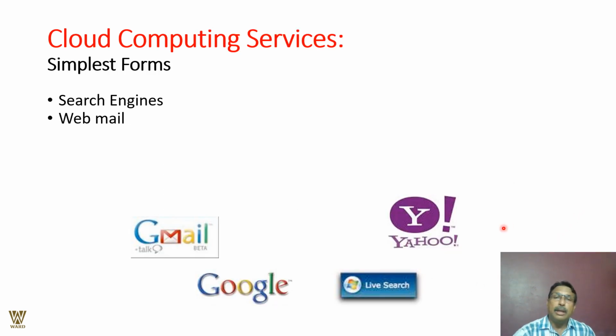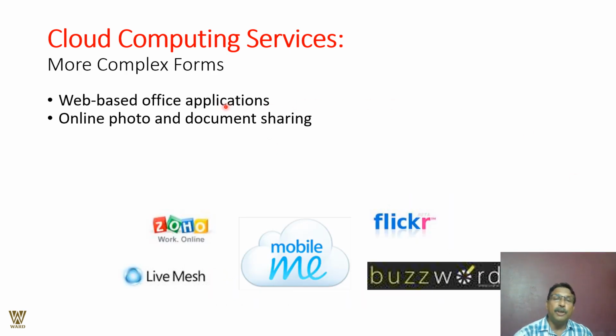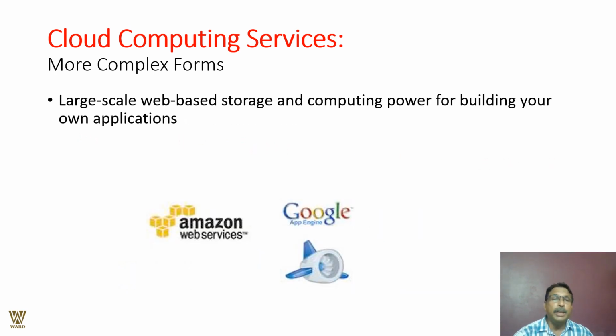Cloud computing services: we have Yahoo, we have live searches, we have Google, we have Gmail, you name it, and we have the simplest form. Let us go to a much more complex form, which is web-based office applications. We have Zoho, Work Offline, Live Mesh, MobileMe, Flickr, the buzzword. There are social media apps also, online photo and document sharing, such as Facebook, Twitter, and Instagram. A more complex form is large-scale web-based storage and computing power. AWS, Amazon Web Services, is one of these. The Google App Engine is another, where we look at owning an application.